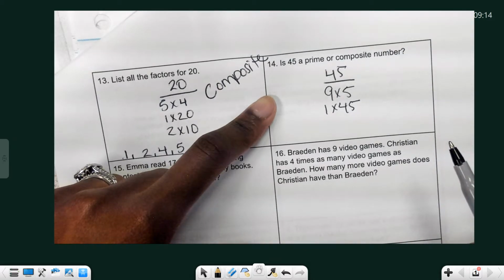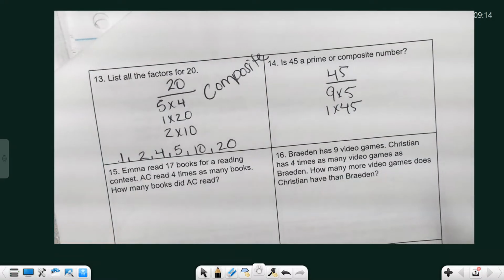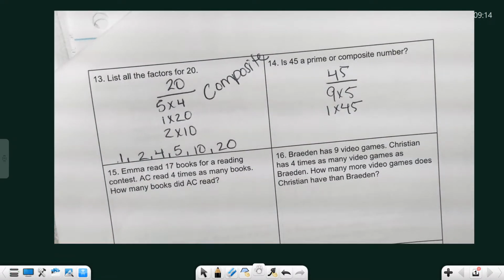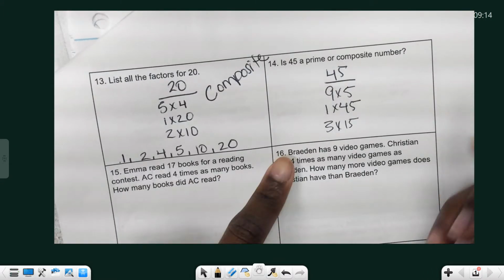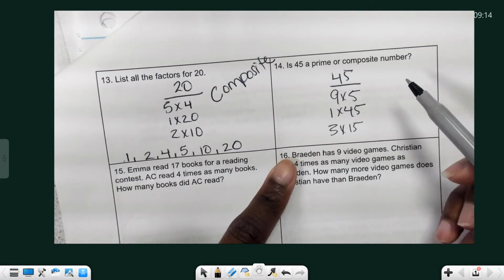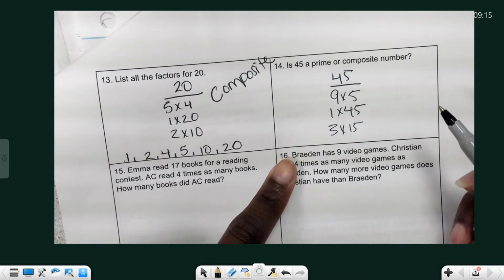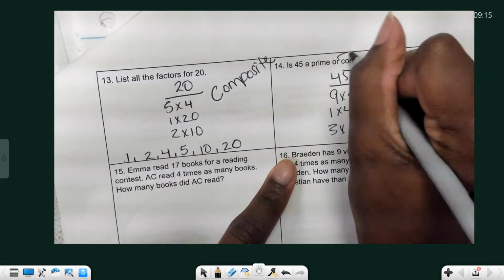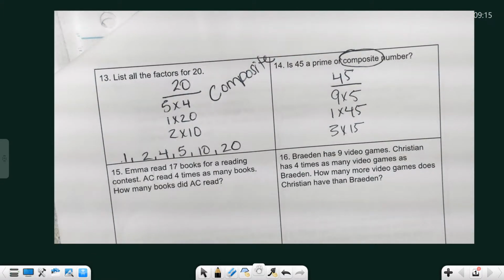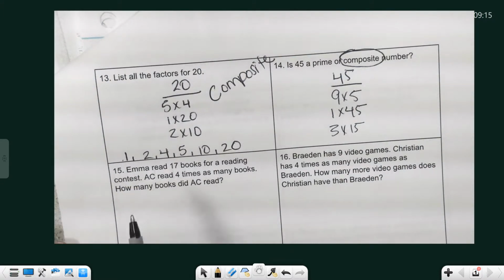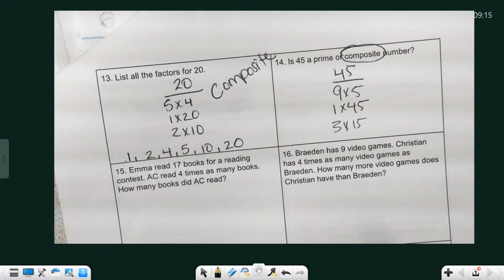Anything else? I think you got one more. Akiria: 3 times 15. Now, clearly, without listing, this has more than one factor pair. So this number is composite. Yes, I got it. Let's look at 15. Any questions about 14?